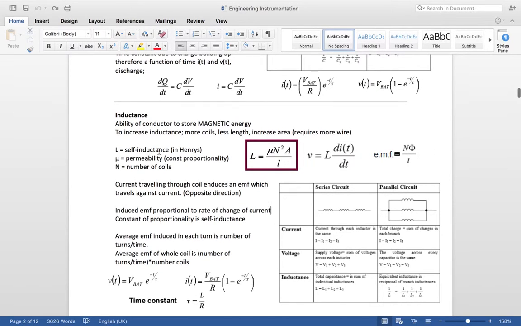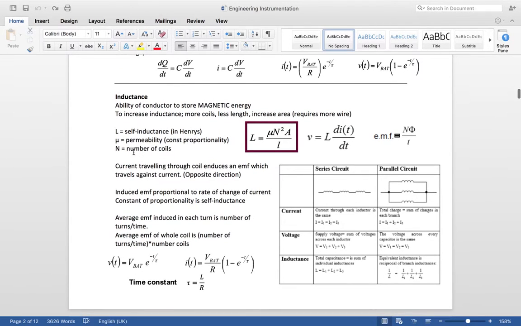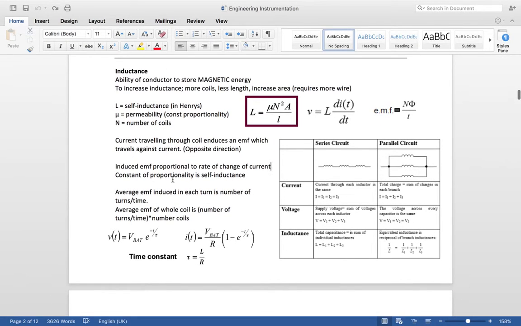L is the self-inductance and is measured in henries. Mu is the permeability, and N is the number of coils. Current traveling through a coil induces an EMF which acts against the current, in the opposite direction. The induced EMF is proportional to the rate of change of current, and the constant of proportionality is the self-inductance.